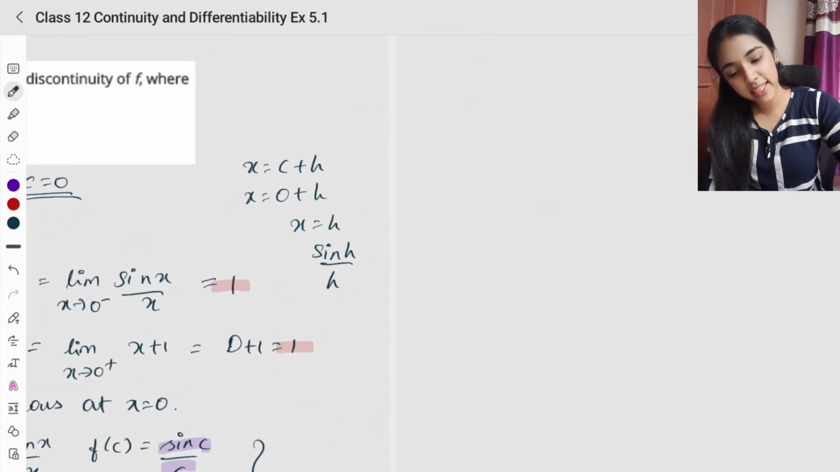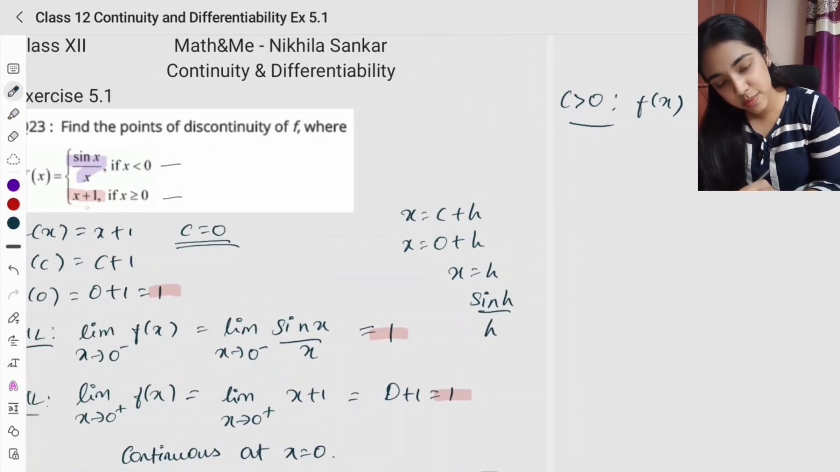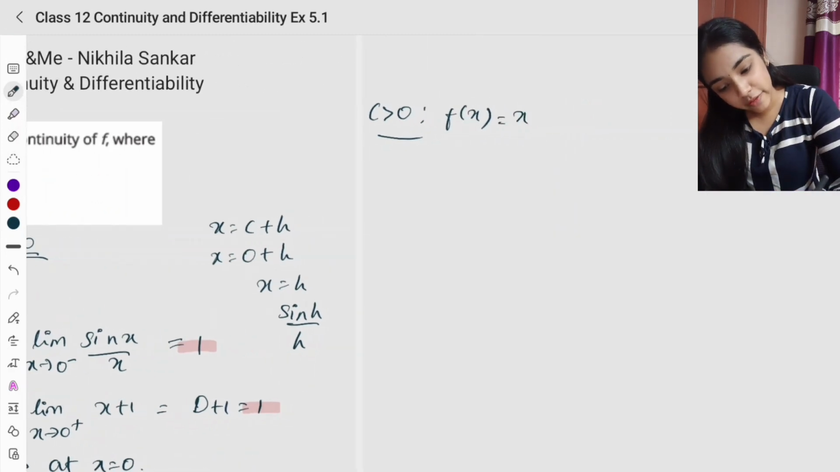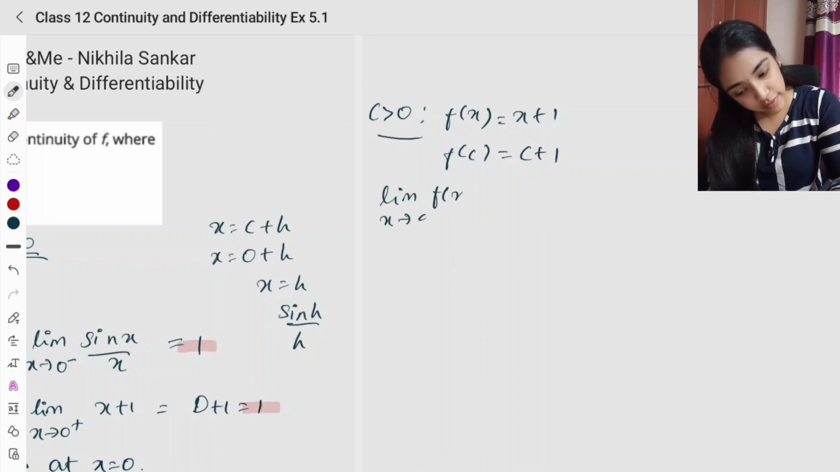Okay, now the c greater than 0 case. So I have c greater than 0. So what is my f of x from the question? I have the one that is marked in pink. So I have x plus 1. So my f of x is equal to x plus 1. So what is my f of c? It is going to be c plus 1. Once f of c is found, I need to find the limit. Limit x tends to c of f of x is going to be limit x tends to c of x plus 1.